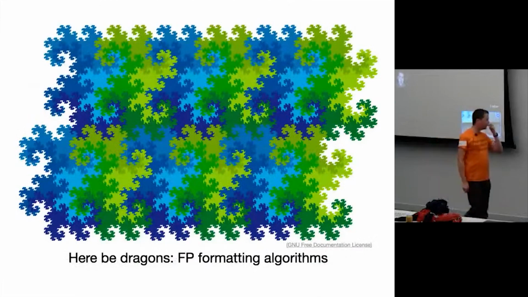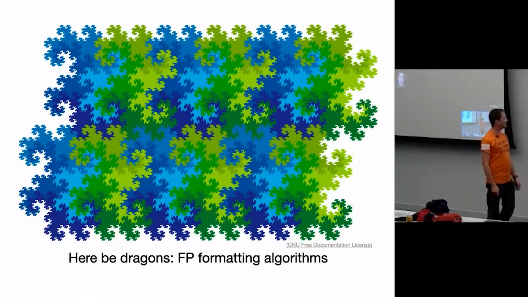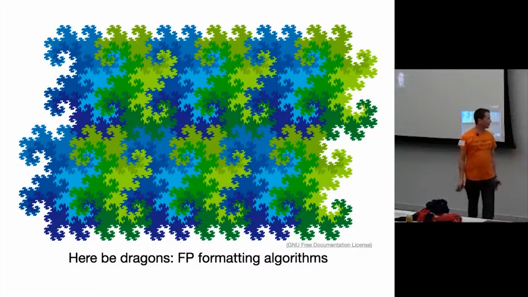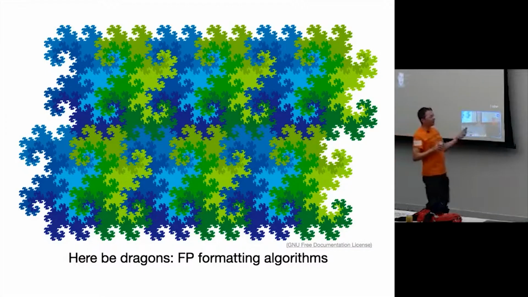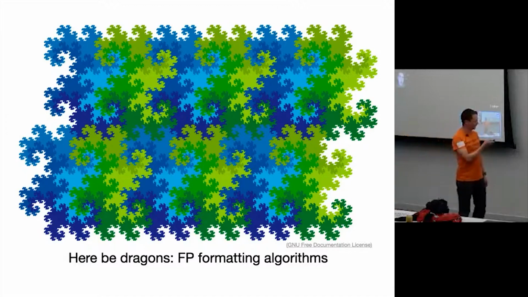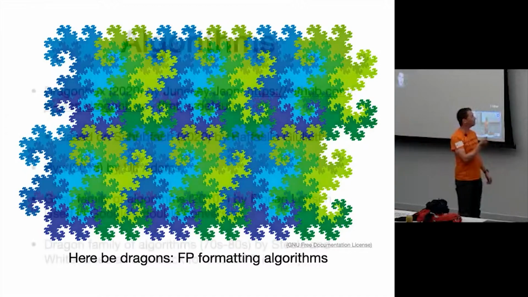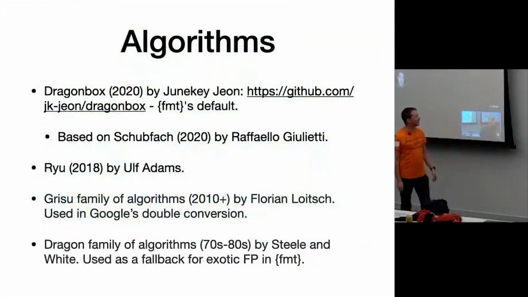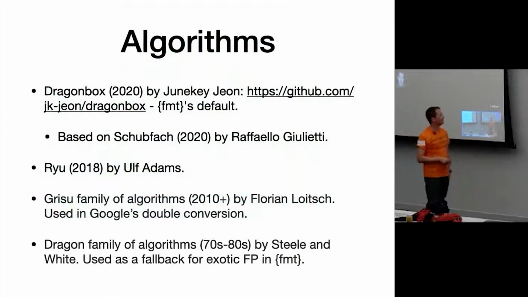So how do people approach this? There are lots of floating point formatting algorithms. There's actually a research area around these, and they're all Dragon themed. Dragon comes not from a mythical dragon, but from the dragon curve. Again, it comes from the paper. So many of them have this Dragon name.